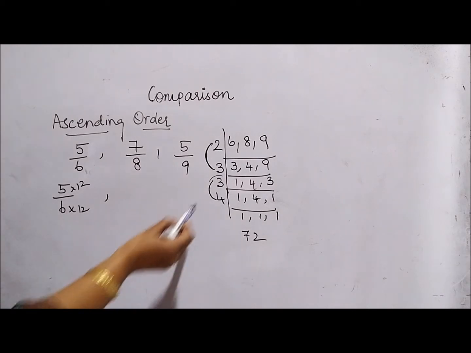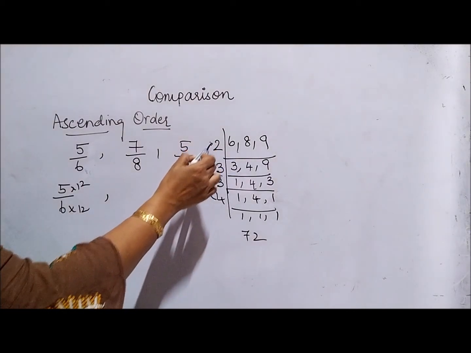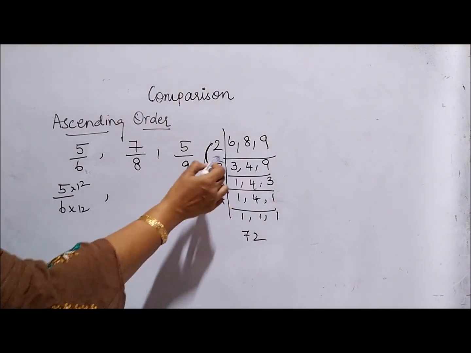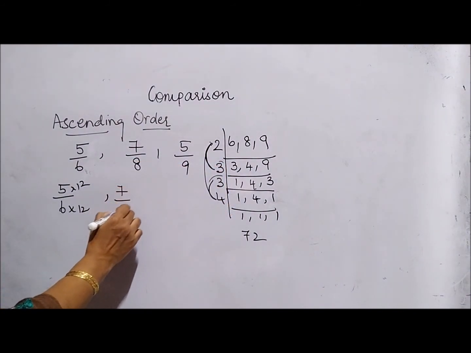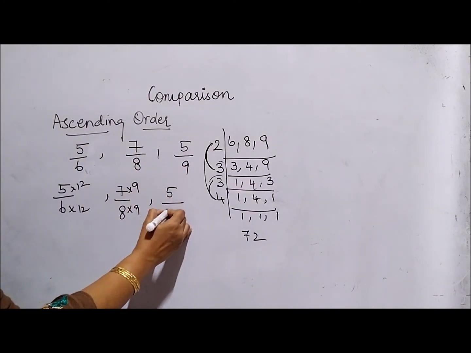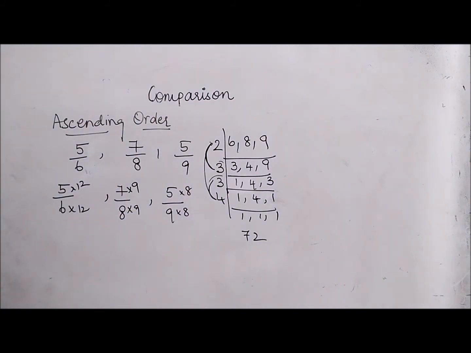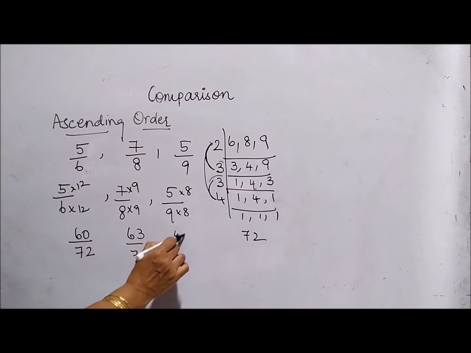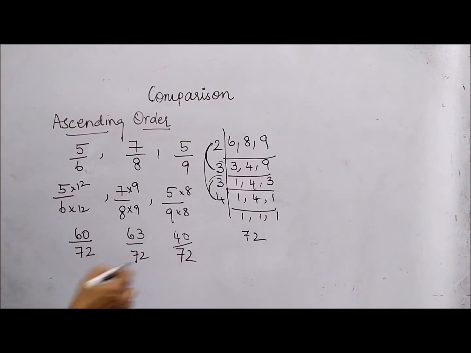But how do we check it? If it is bigger numbers, how do we check? 4 2s are 8 is there already. Left out is 9. So then here, 9 8s are 72. Now multiply and make them into fractions: 60 by 72, 63 by 72, 40 by 72. So which is my smaller number? 40 by 72, then 60 by 72, then 63 by 72.